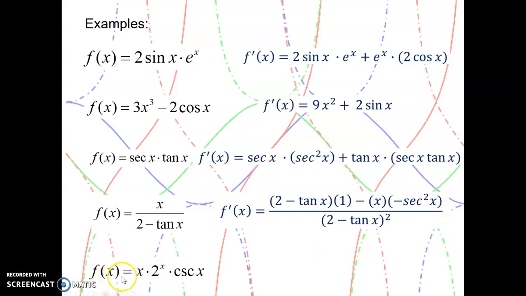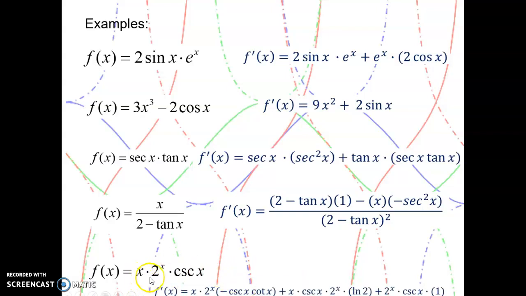In this last expression, we actually have an extended product rule. In other words, when I have a product rule with not just 2 functions, but 3 functions. And for the extended product rule, what we do is we take the derivative of each term separately, leaving the other 2. So let me show you the derivative here.